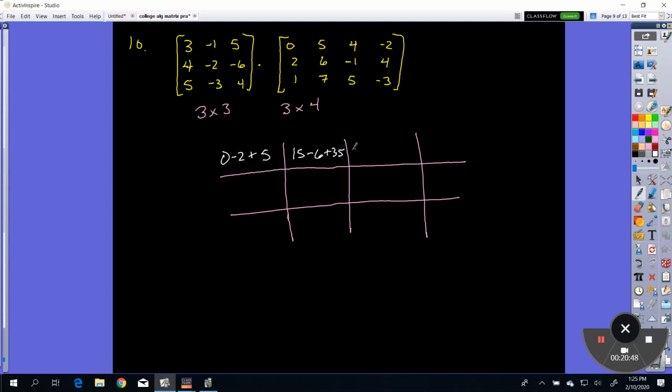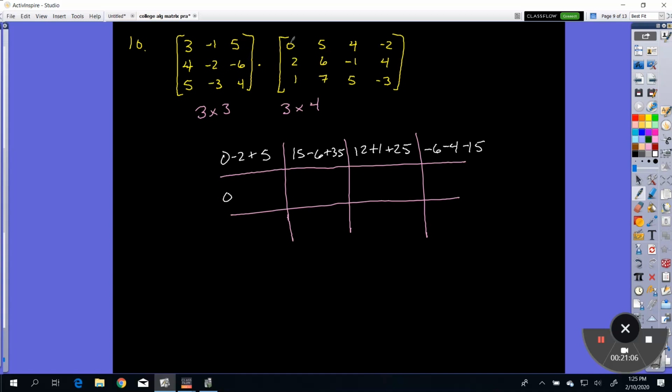3 times 4 is 12. Negative 1 times negative 1 is 1. 5 times 5 is 25. 3 times negative 2 is negative 6. Negative 1 times 4 is negative 4. 5 times negative 3 is negative 15. And you'd continue to do this on all of them.